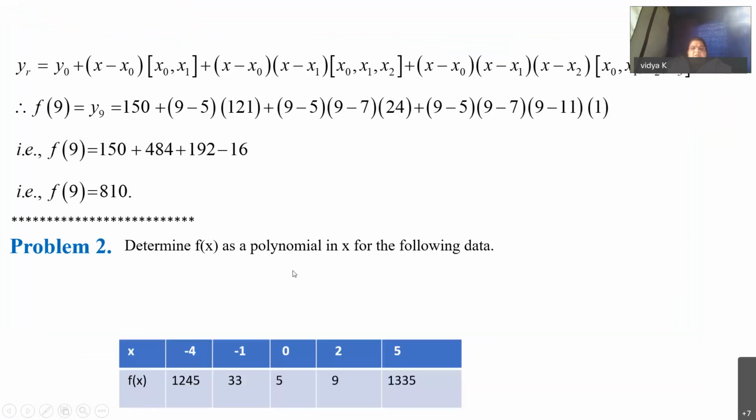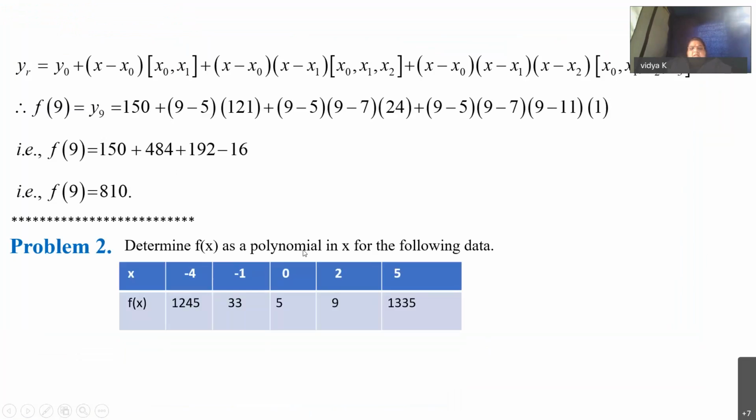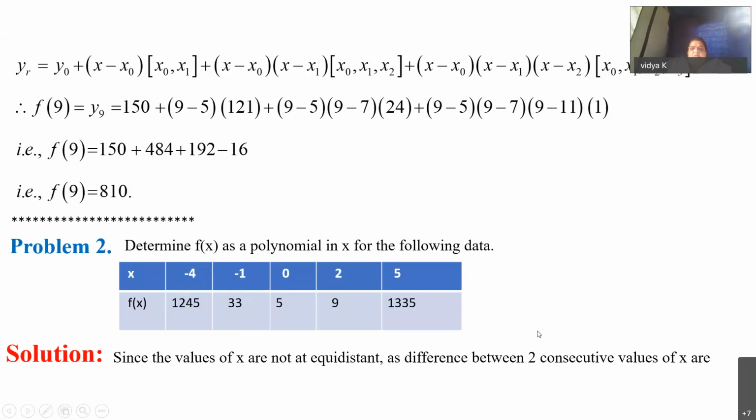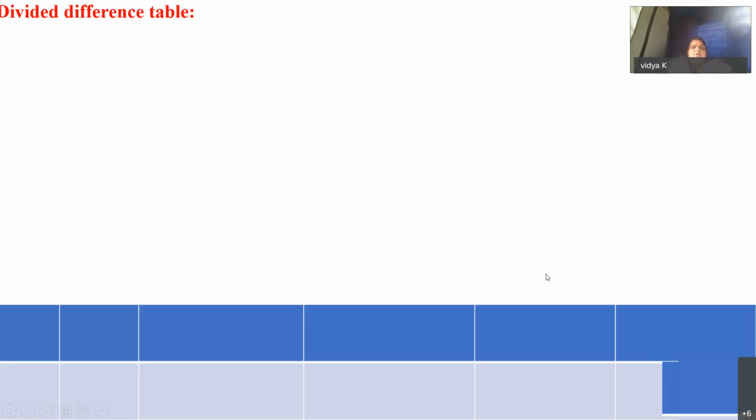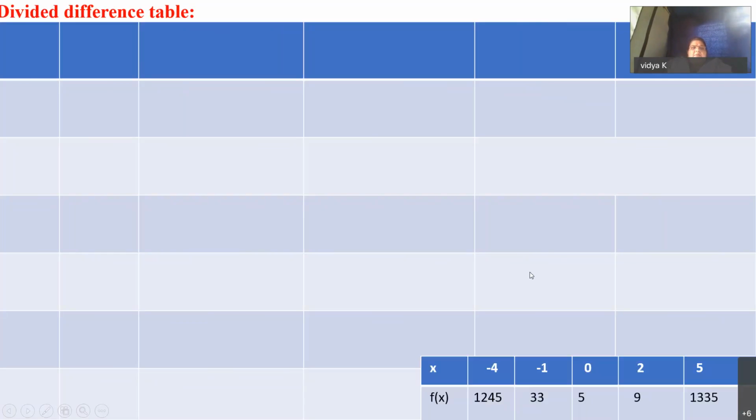Then sometimes, generally in this category, they ask a polynomial. So this is why we prefer NGIF or NDIF here, because the difference between these two consecutive values you are not getting the same. So therefore, and since they asked a polynomial, you first complete the table as I did. Here I didn't write any notation, directly I can do.